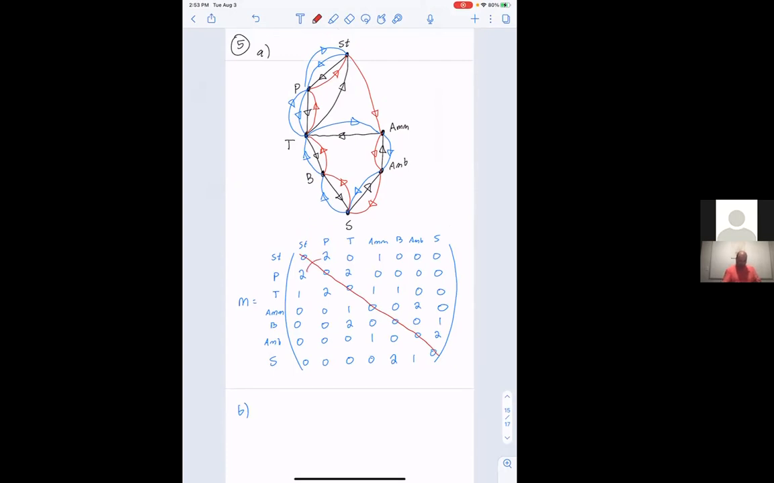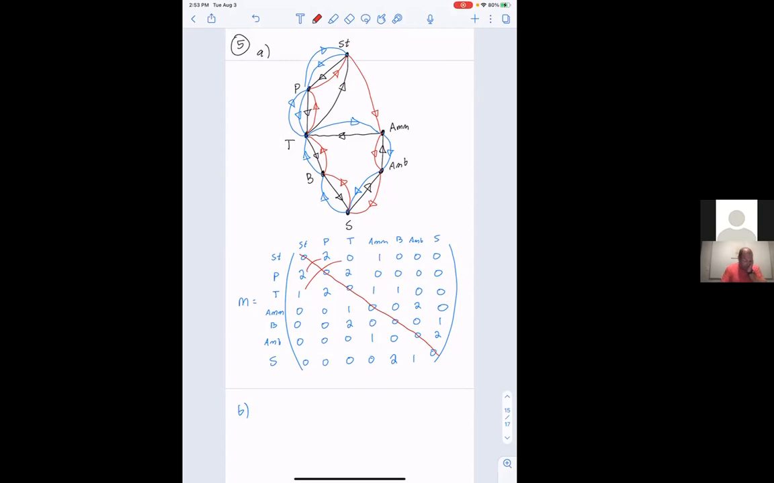Starnberg and Tutzing, I have one direction but not the other. Okay, so we want to find all pairs of towns that are not connected directly or with at most one stop.